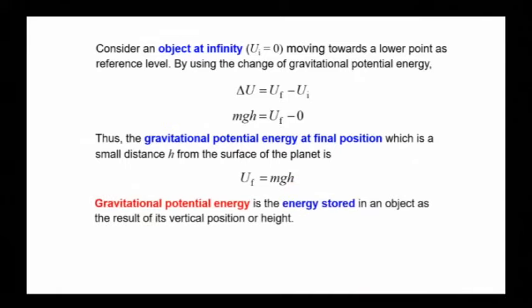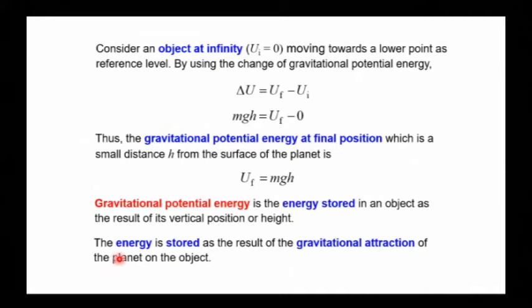For that reason, we say that gravitational potential energy is the energy stored in an object as the result of its vertical position or height. The energy is stored as the result of the gravitational attraction of the planet on the object.